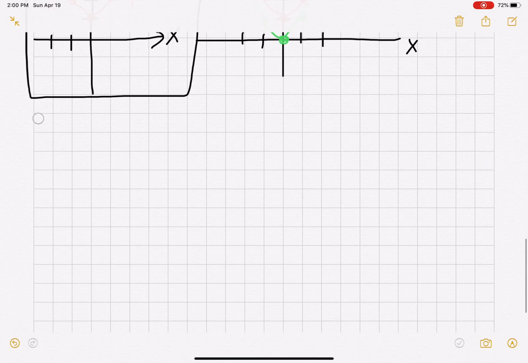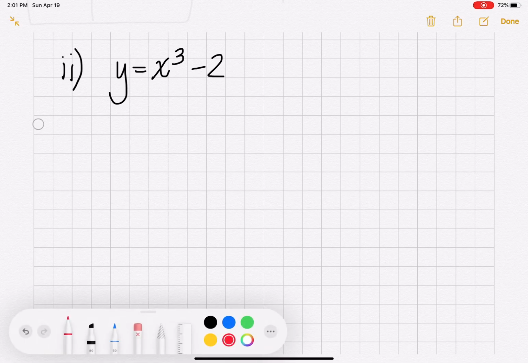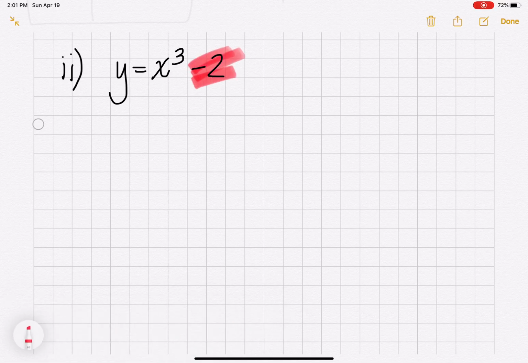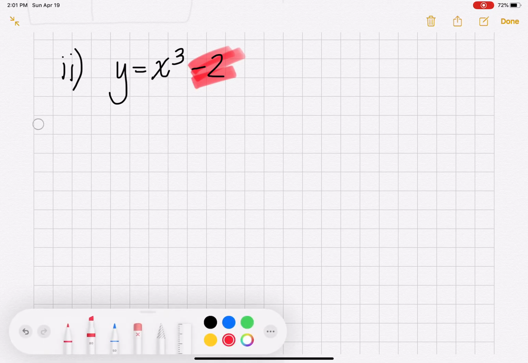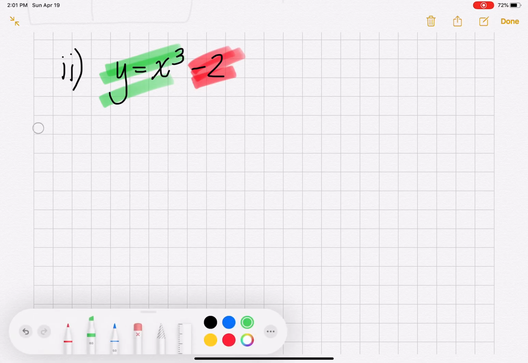All right, let's do another example. Let's say we have y equals x cubed minus 2. So if you look at your parent graph here, if you cover up this minus 2 right here, you just have what? y equals x cubed. So remember, that's a very important graph. y equals x cubed.